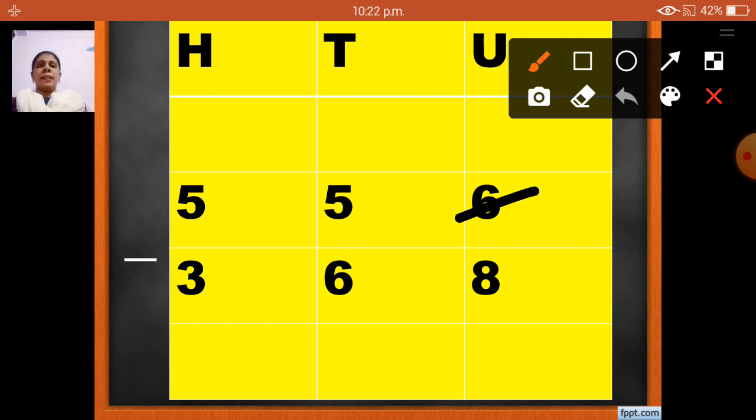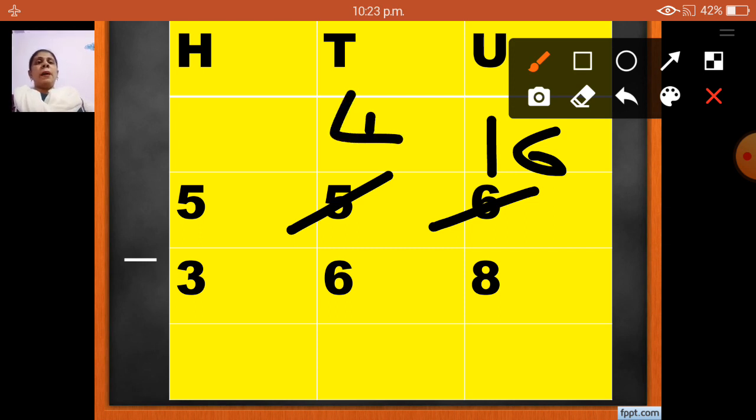We will cut this 6. We will make it as 16. And from where we got this 1 from? We got it from this 5. We borrowed 1 from 5. So 5 will become 4. Now 16 minus 8. After 8, 9, 10, 11, 12, 13, 14, 15, 16. That means I got my answer 8.